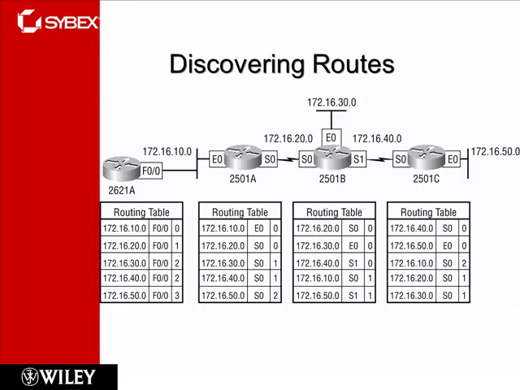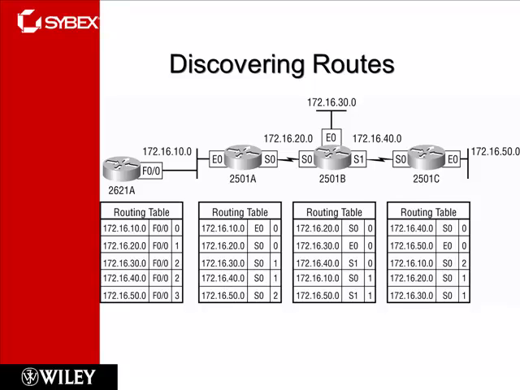What happens if, in the meantime, this route goes down? This guy still thinks he knows how to get there. This router will then inform its neighbor that the route's down, what's called a poison reverse. But when it informs that its route is down, how long is it going to take 2501B to tell its neighbor?